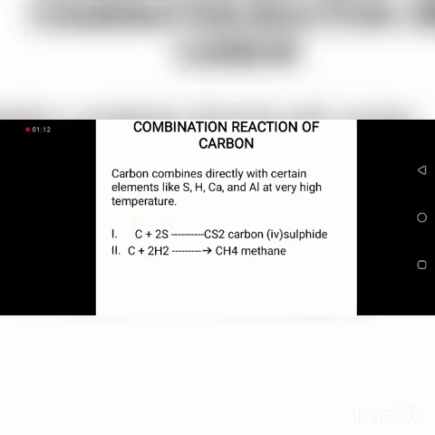Also, you have the combination reactions of carbon. Carbon combines directly with some elements, like sulfur and hydrogen. When it combines with sulfur, it forms carbon disulfide. And when it combines with hydrogen, it forms methane, which is an organic compound.